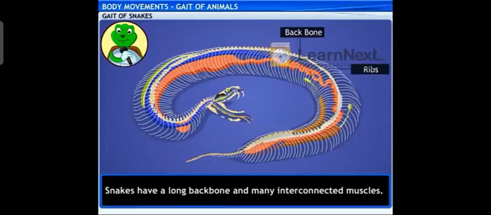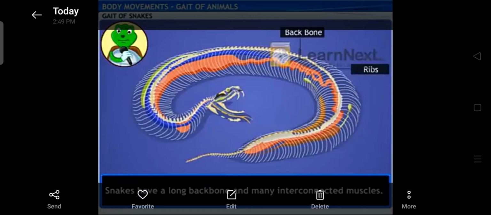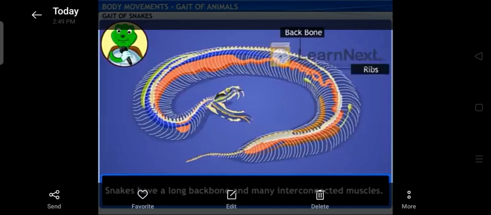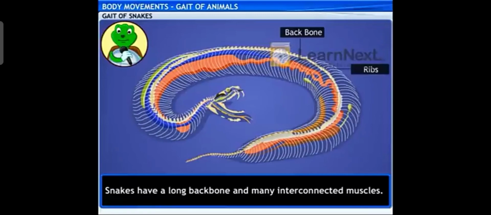Okay, you can see here the backbone of the snake, the white portion. Here you can see the backbone of the snake, which is connected to ribs. We have studied the ribs of human beings, and here you can see the ribs of the snake also. All this helps a snake to slither.